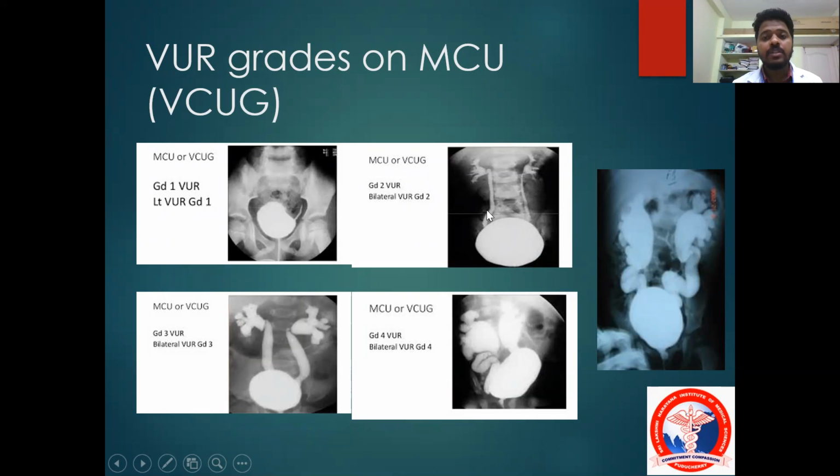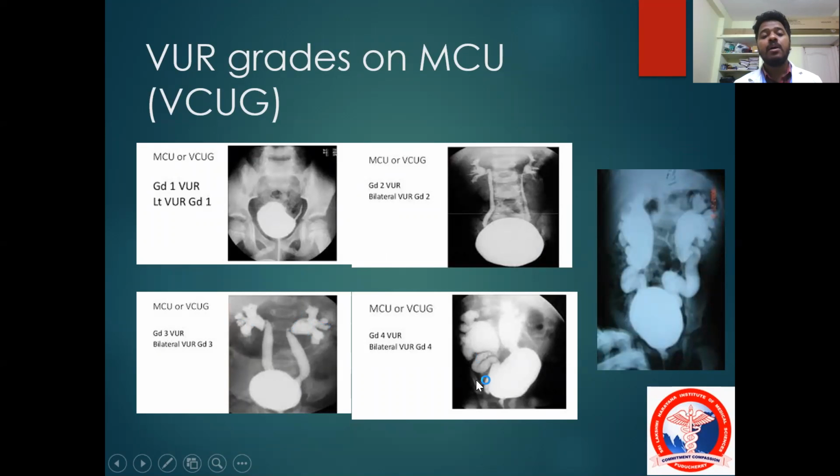Grade 2, here also there is reflux into a non-dilated ureter, but the reflux is up to the renal pelvis and calyces, everything you can see. But the ureter is still non-dilated. Here the reflux is only into the ureter, but here it's going to the renal pelvis and the calyces. Grade 3 means there will be mild to moderate dilatation of the ureter. Here the dilatation of the ureter starts from grade 3 only.